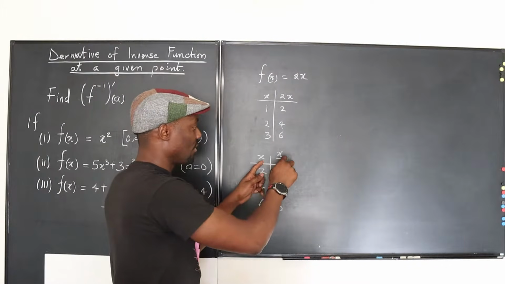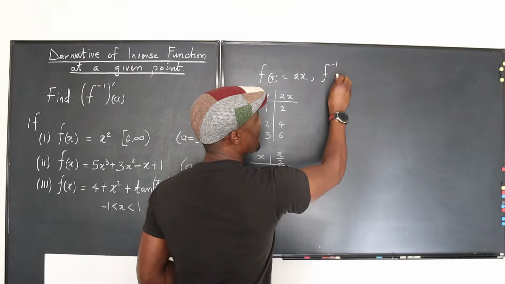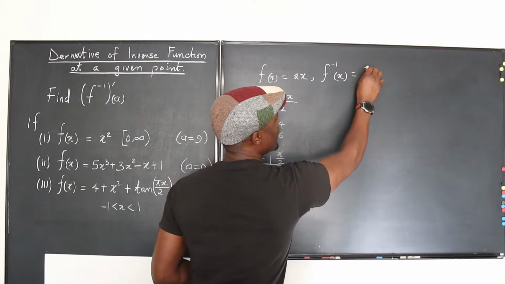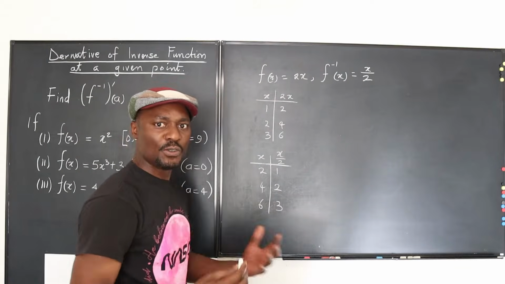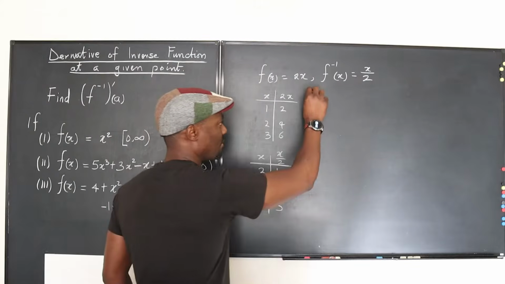So if f of x is 2x, then the inverse function of f is x over 2. How would you know? What if it's more complicated? What if you don't have numbers? It's just easy. Let me show you.